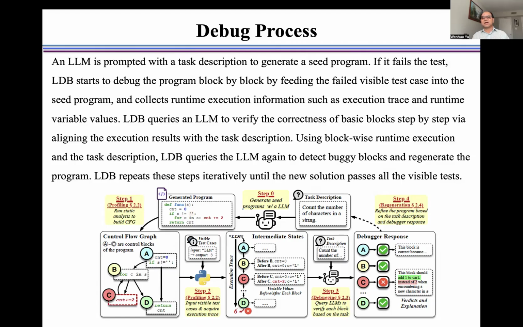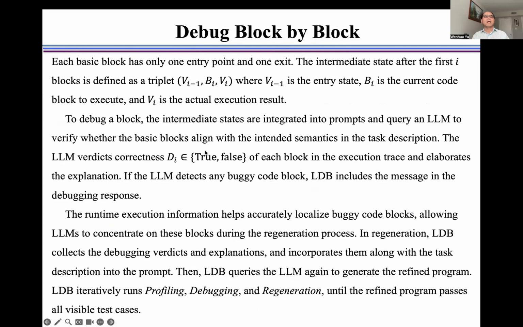Using blockwise runtime execution and the task description, LDB queries the large language model again to detect the buggy blocks and regenerate the program. LDB repeats these steps iteratively until the new solution passes all the visible tests, as shown here. This is the step to generate the seed program, and this is step 1, this step 2, step 3, and step 4. Each basic block has only one entry point and one exit.